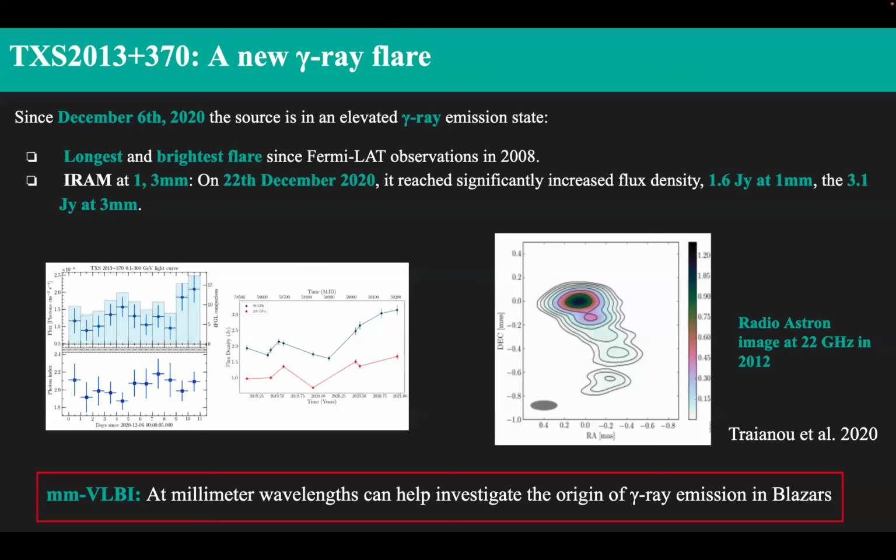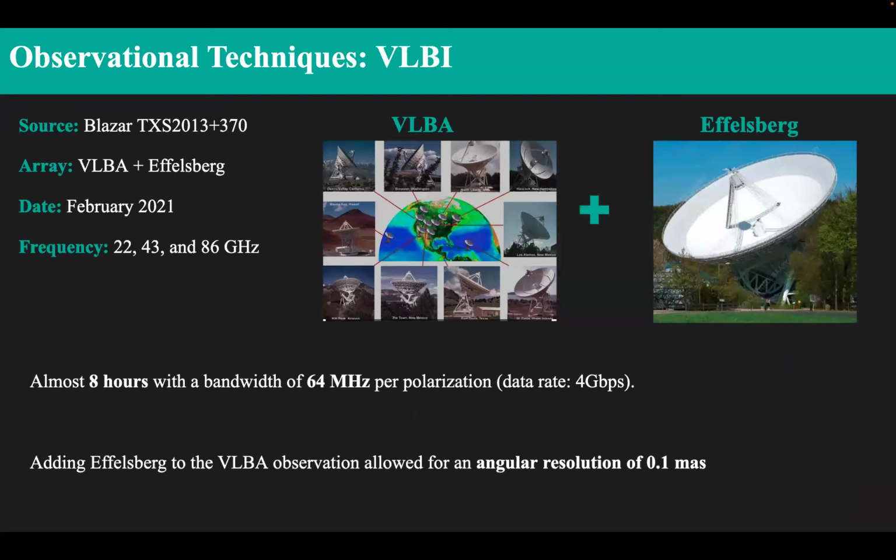Yeah. So for our project, the source in 2020 started to have a gamma ray flare, a new gamma ray flare. You can see right here that the gammas are going up, and also you can see that the Jansky in radio also increased. So they did a proposal to take measurements at 3 frequencies, at 22, 43, and 80 gigahertz using the Very Long Baseline Array plus Effelsberg.